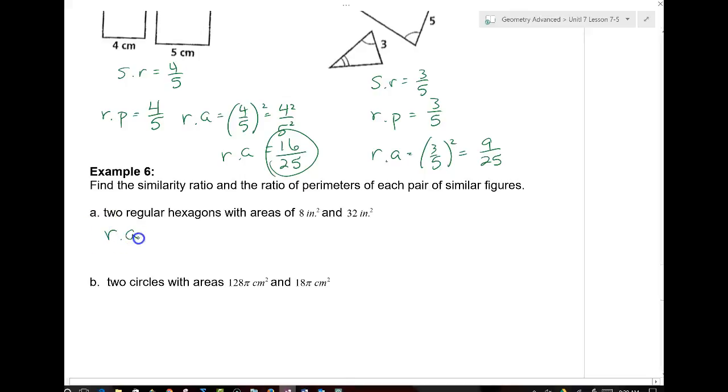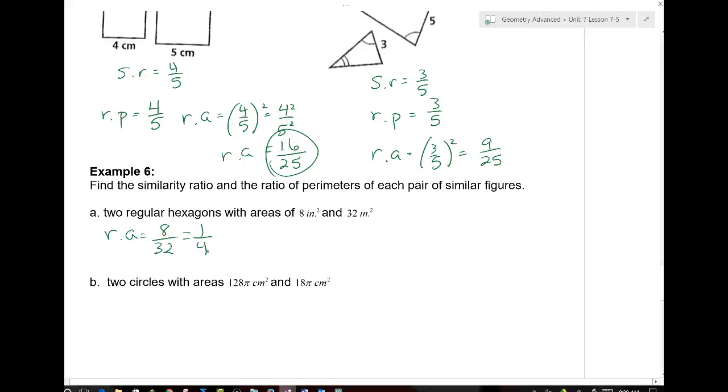So can I write my ratio of areas? So my ratio of areas is going to be 8:32. Now, the number one error people make on this is not to simplify their fractions. Everyone listen to me. If you don't simplify your fractions, you make yourself go through a lot more work than you have to. If I simplify this, do you guys agree with me? That's just 1/4.